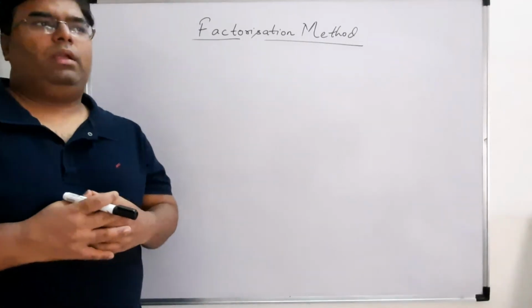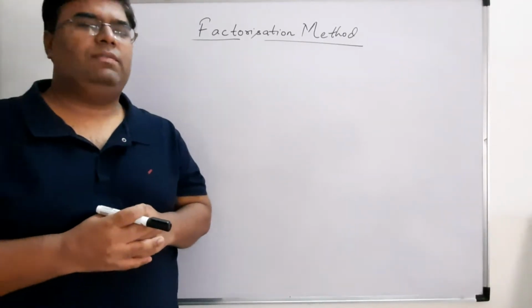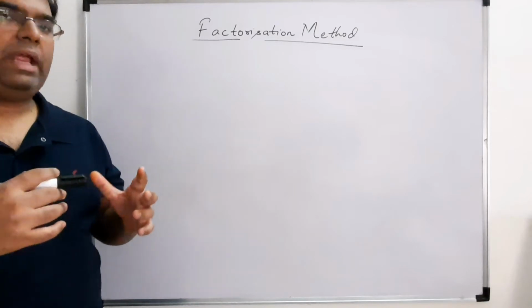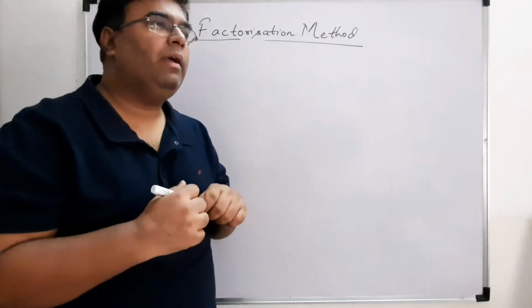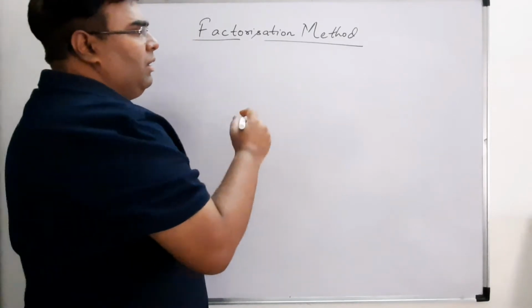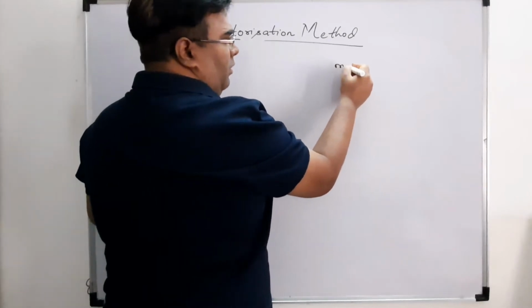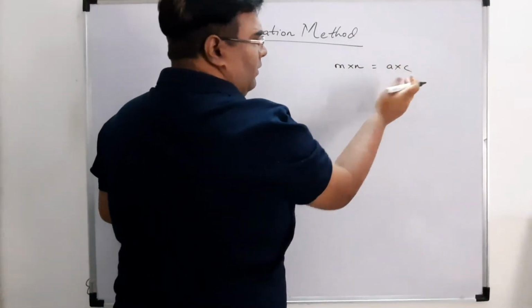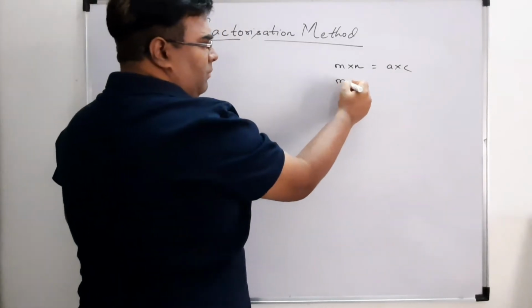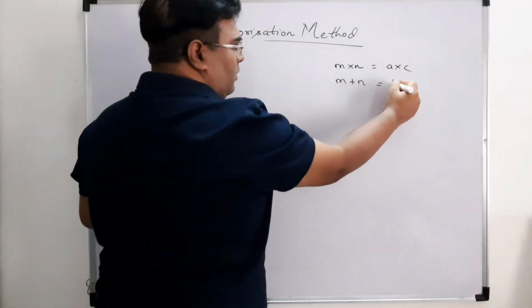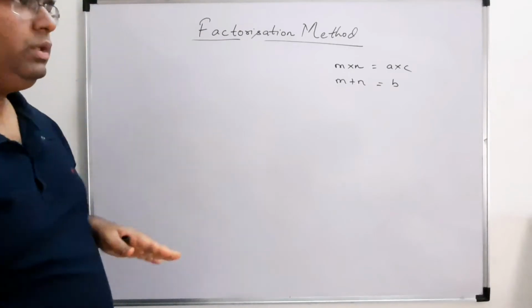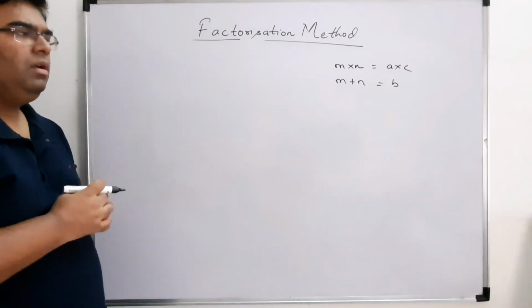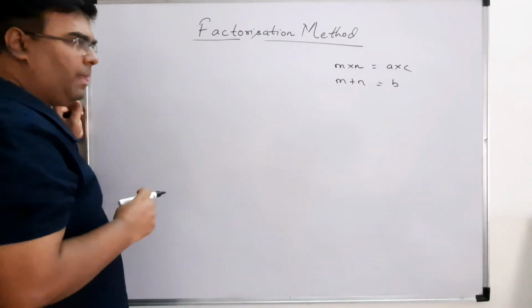Now before taking examples, first we will discuss in detail the nature of M and N. We know that M multiplied by N is A into C, and M plus N is B. These two things we are clear about. Now the condition is here.